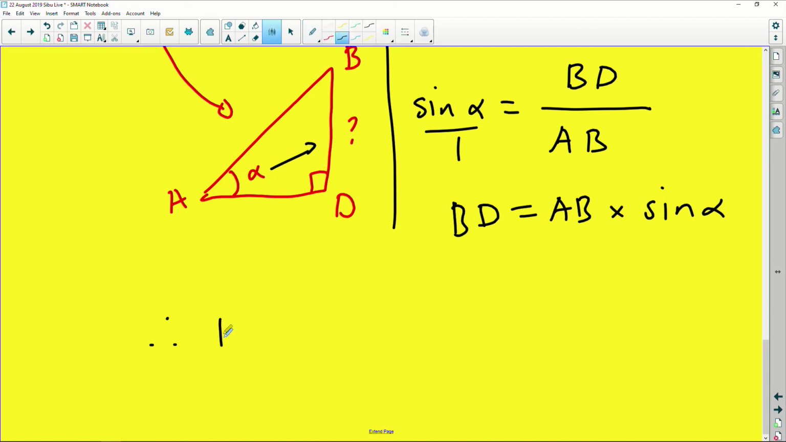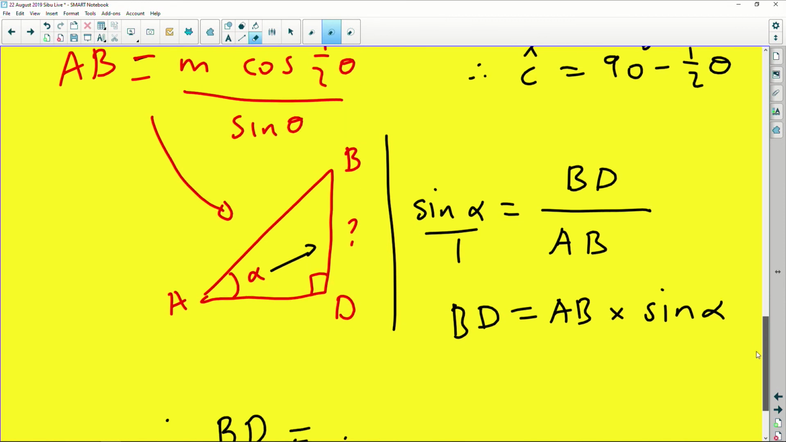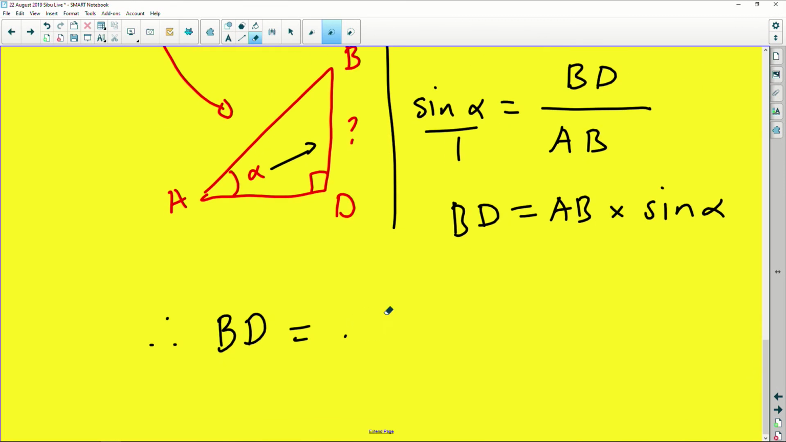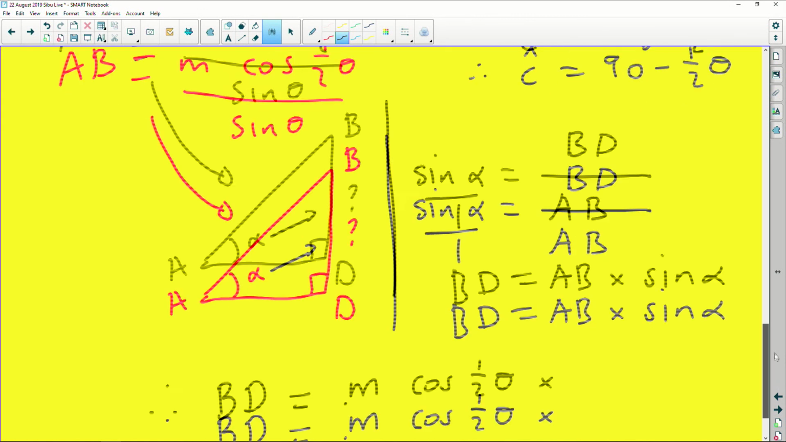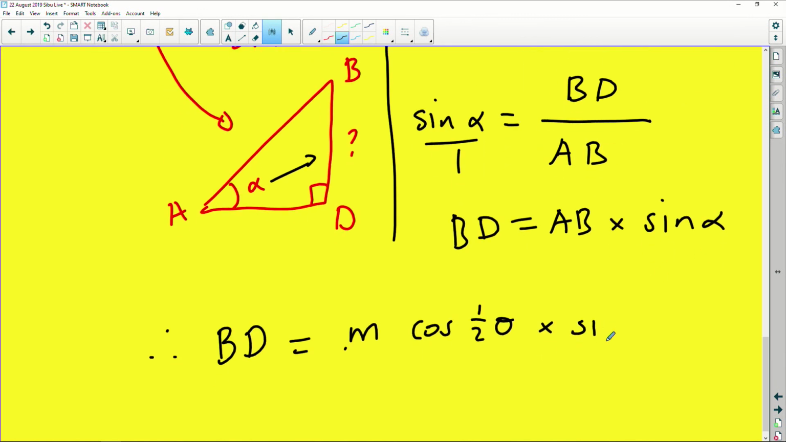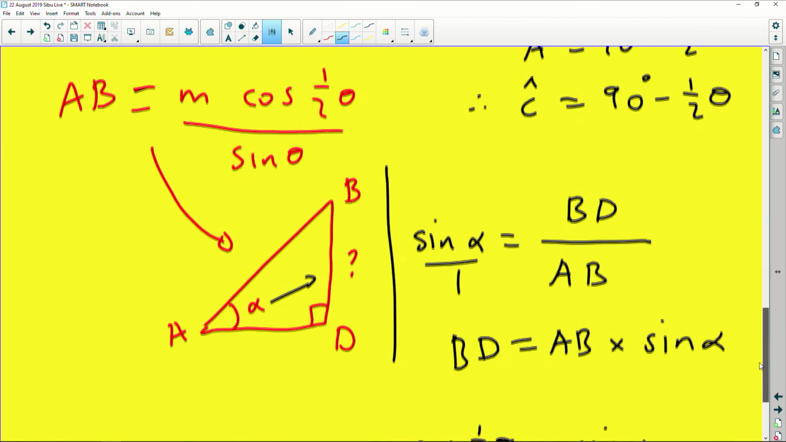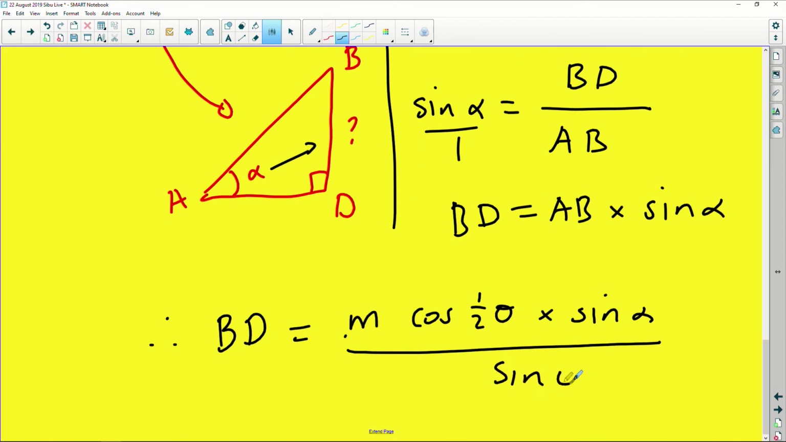I like this question because it's actually reopening our minds when it comes to what we're looking for. But what is AB? We just found what AB is. According to this question, AB is M cos half theta. So we are dealing here with M cos of half theta multiplied by sine alpha on the numerator, divided by the denominator, which in this case is the sine of theta.